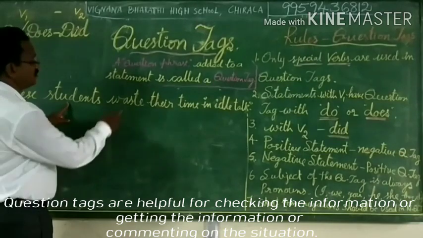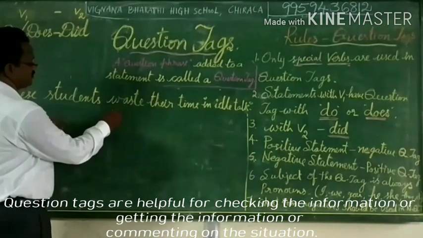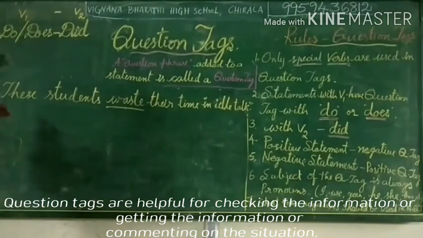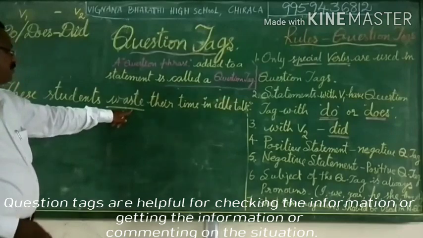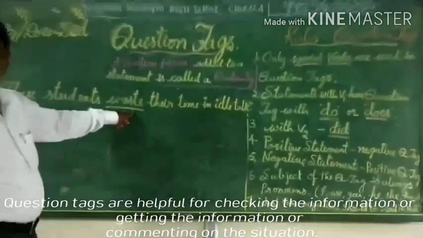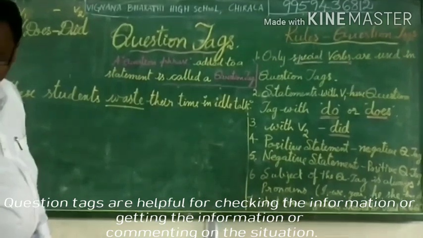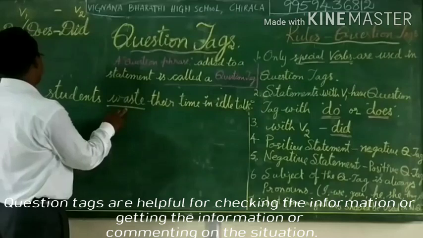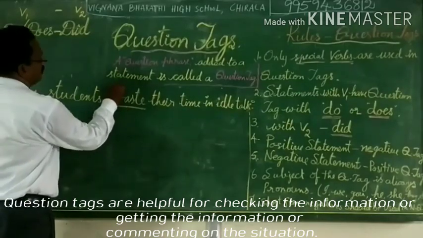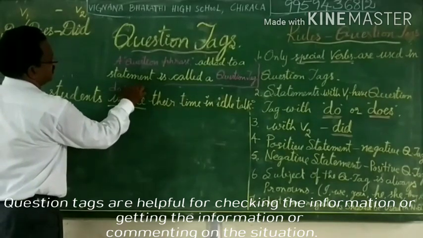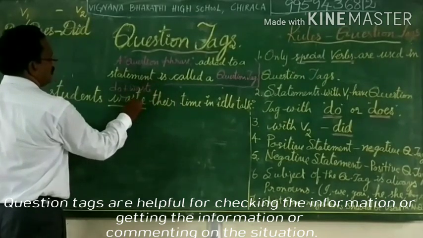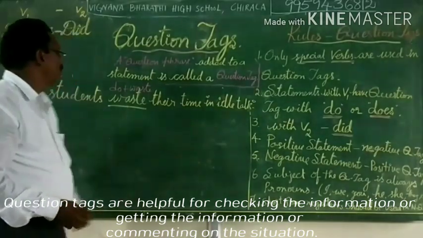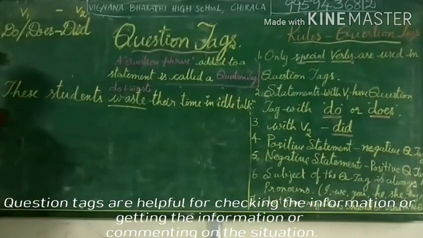The students, what is the action word here? Waste. So this is the verb part in the sentence. Here, a positive statement with main verb waste. What does it mean? It comes under do form: do plus waste. So for this positive statement, we have to add a question tag.